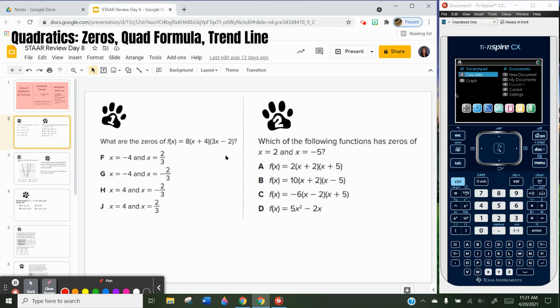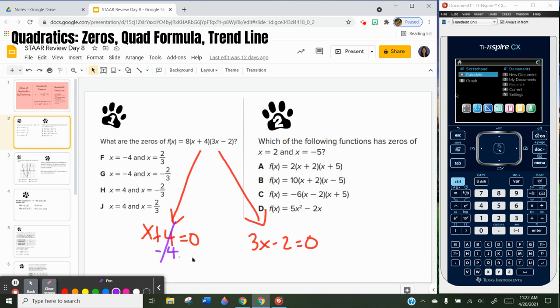For problem number 1, it says, what are the zeros of f of x equals 8, parentheses, x plus 4 times 3x minus 2? When it's already factored out like this, or they already give you your two factors, you're going to set each factor equal to 0. So I need to set this factor equal to 0 and this factor, 3x minus 2, equal to 0.